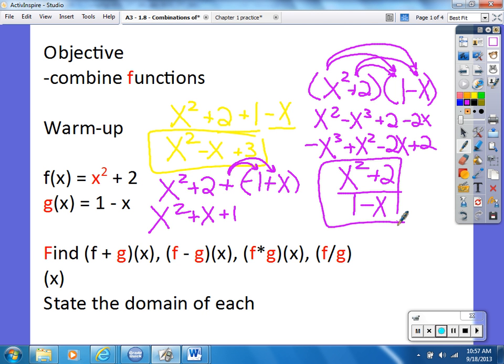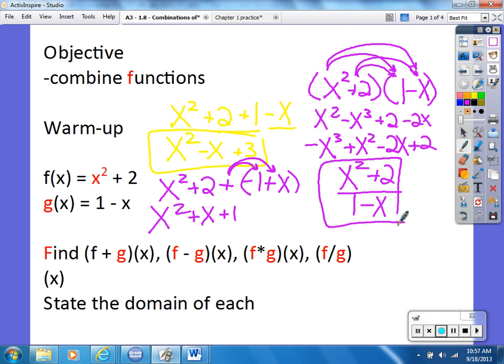Now, there is another part we need to do. We need to state the domain. Let's re-talk about that, because that was something a lot of you had trouble on the quiz with. When is the domain restricted? Raise your hand and tell me one time the domain is restricted. Mallory.